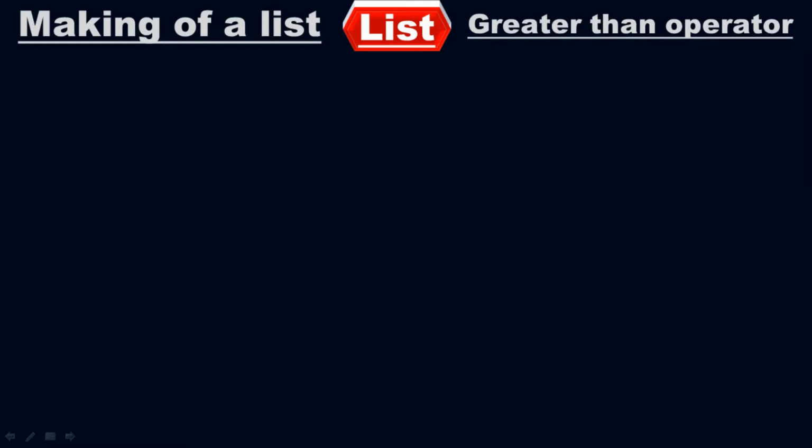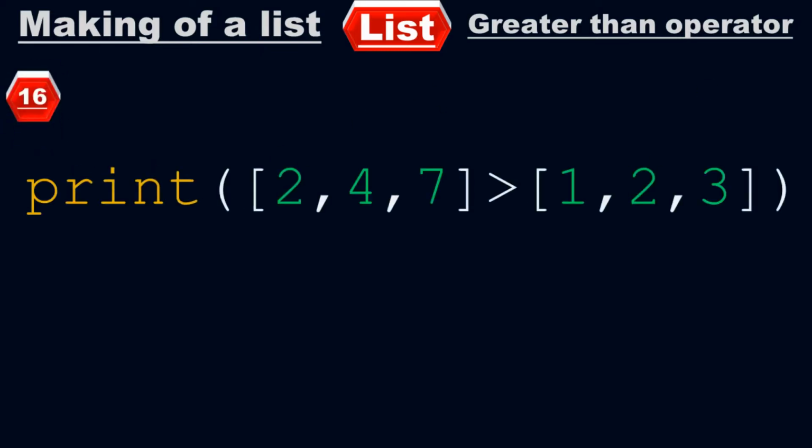Greater than operator. Let's talk about the greater than operator. Greater than operator is also a comparison operator. Example number 16: print of [2, 4, 7] is greater than [1, 2, 3]. When you run it, you will get true. Look, we have used the comparison operator, which is the greater than operator.